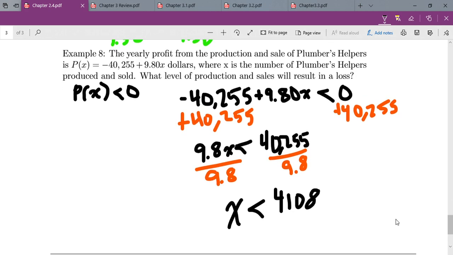And if it asks you to give exact or to round to 2 decimal places, be sure to do that on your MyMathLab or whatever here. I'm just trying to make it make a little bit of sense with this problem because it didn't tell us how to round. Okay, so what level of production and sales will result in a loss? Anything less than 4,108 numbers produced and sold. So that's how that problem would go.